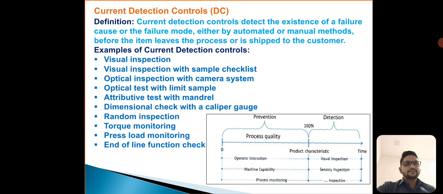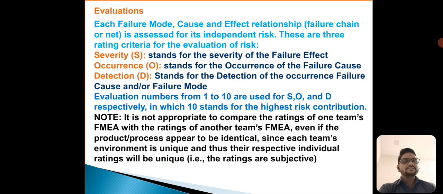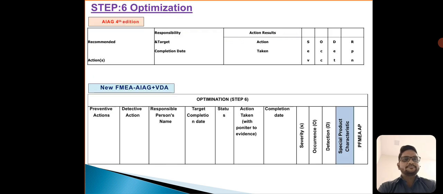Detection control detects the existence of a failure cause or failure mode, both by automated or manual methods, before the item leaves the process or is shipped to the customer. Examples are visual inspection with sample checklist, optical inspection with camera system, and attribute test with mandate, like dimension check with caliper gauges, random inspection, torque monitoring, press load monitoring, end of line production check. Now next are the evaluations, like severity. What are the ratings of severity, occurrence and detection?